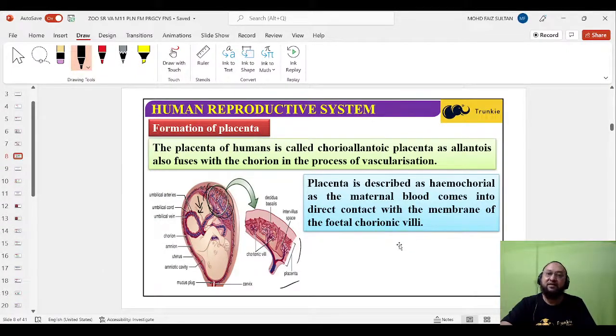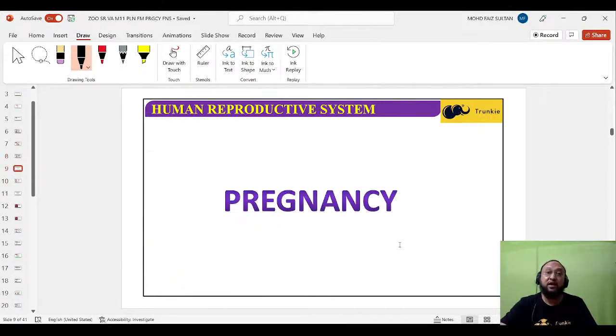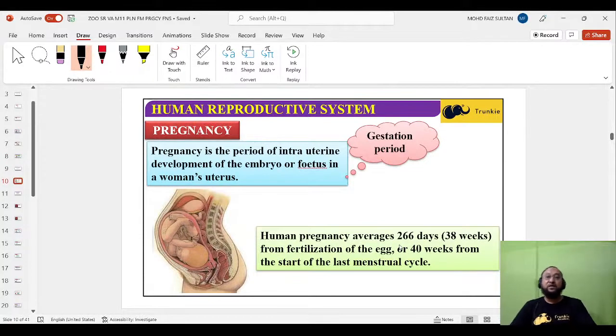Placenta is described as hemochorial because the blood of the mother is in direct contact with the fetal chorionic villi, where the actual exchange takes place. The blood is in contact with the villi, and there is the border region where the exchange of substances takes place. Pregnancy is of 38 weeks or 266 days. The intrauterine development of the embryo or fetus is the development within the uterus, and this period is also called the gestation period.